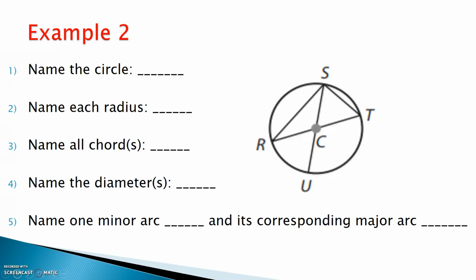All right, I want you to try this example. Take a second, copy that picture down, and just like we did, name the circle, radius, chords, and the diameter if there is one, or if there isn't. When you're ready, hit play.